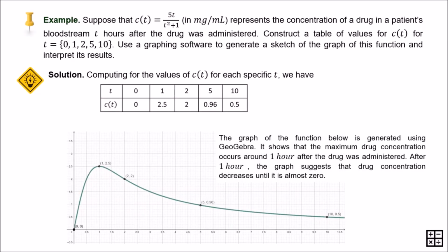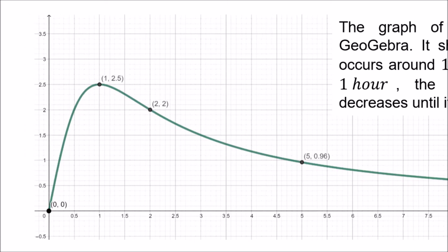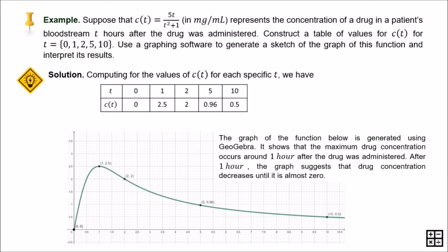Next, we generate the graph of the function. The graph of the function c of t is generated using GeoGebra. It shows that the maximum drug concentration occurs around 1 hour after the drug was administered. After 1 hour, the graph suggests that the drug concentration decreases until it is almost 0.